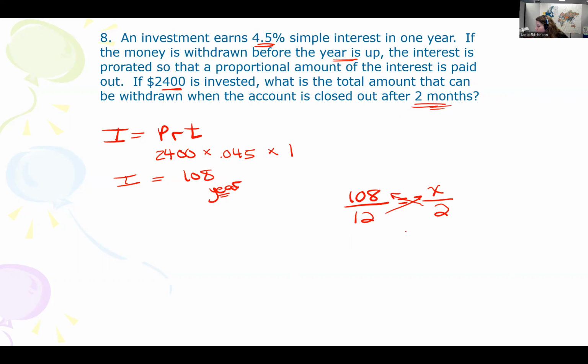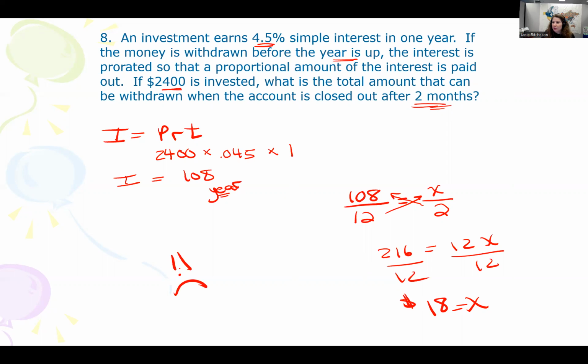108 times 2 is 216 equals 12x. So we're going to divide both sides by 12. So if it's proportional, the most they can pull out is $18. Okay, I don't like this question. I wish I'd skipped it. Anyway, don't worry about that one. But the next one you do need to worry about, okay?